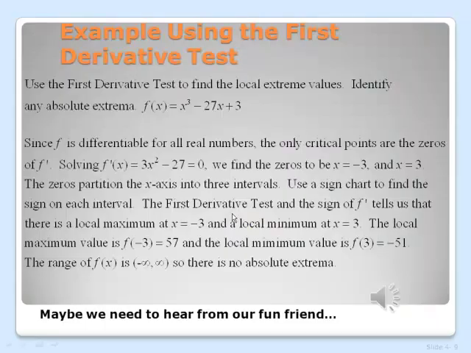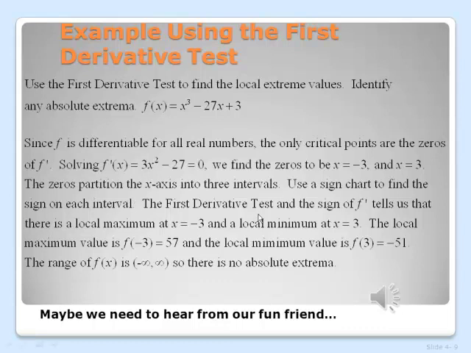We have an example here of using the first derivative test. It says use the first derivative test to find local extreme values, identify any absolute extrema, f of x equals x to the third minus 27x plus 3. So to use the first derivative test, you have to find the first derivative. We have seen over here that our first derivative is 3x squared minus 27 equals 0. And when we set that equal to 0, we get critical numbers of negative 3 and 3. So what we're going to do is figure out what is going on around negative 3 and 3.